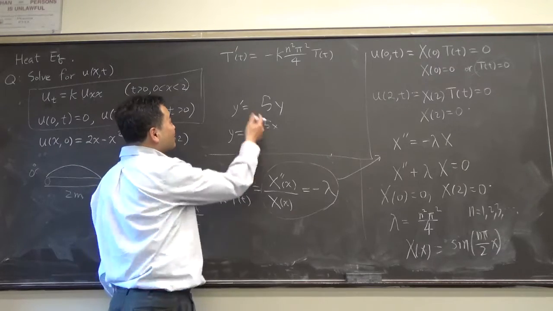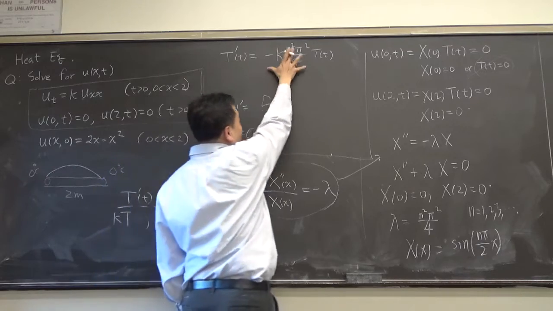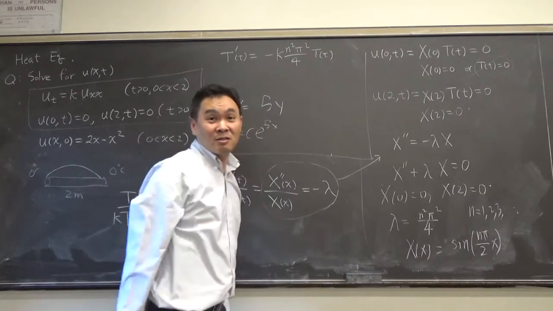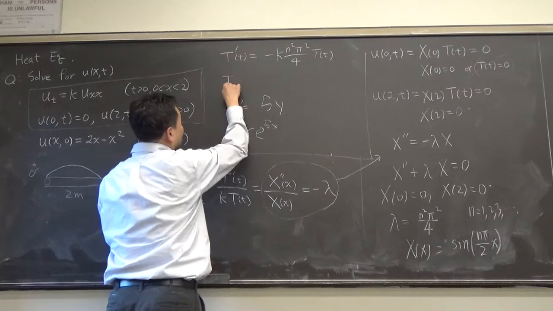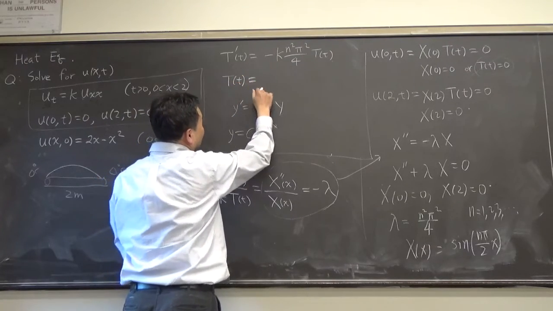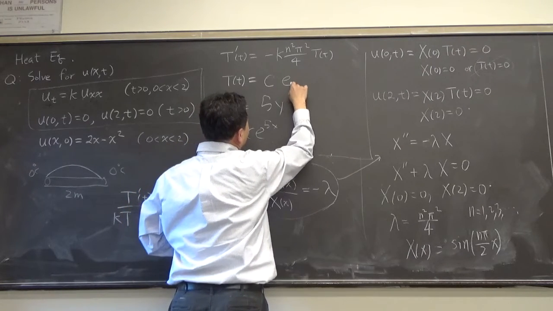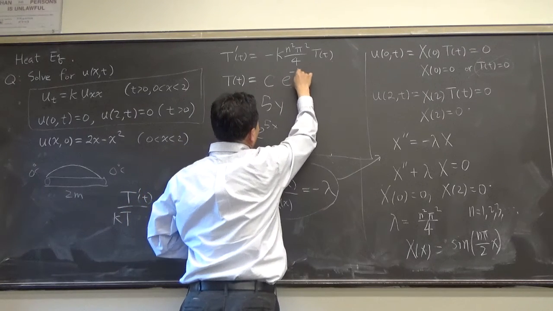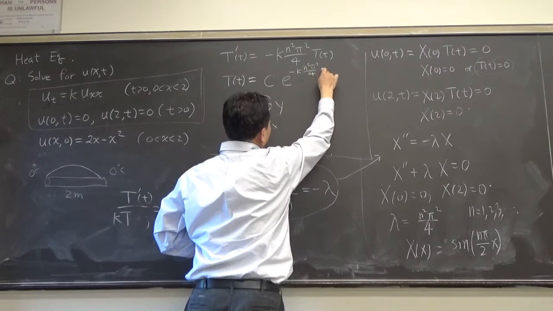So we found T. Look at this: it is exactly in this format. You have T prime equals some constant times T, right? So what's the solution in this case? T of t would be e to the negative k n squared pi squared over 4 times t.